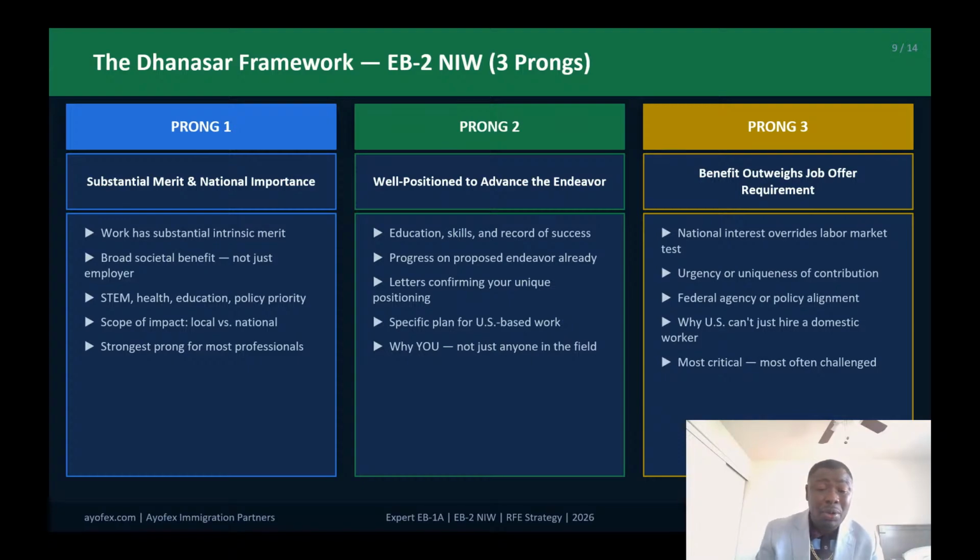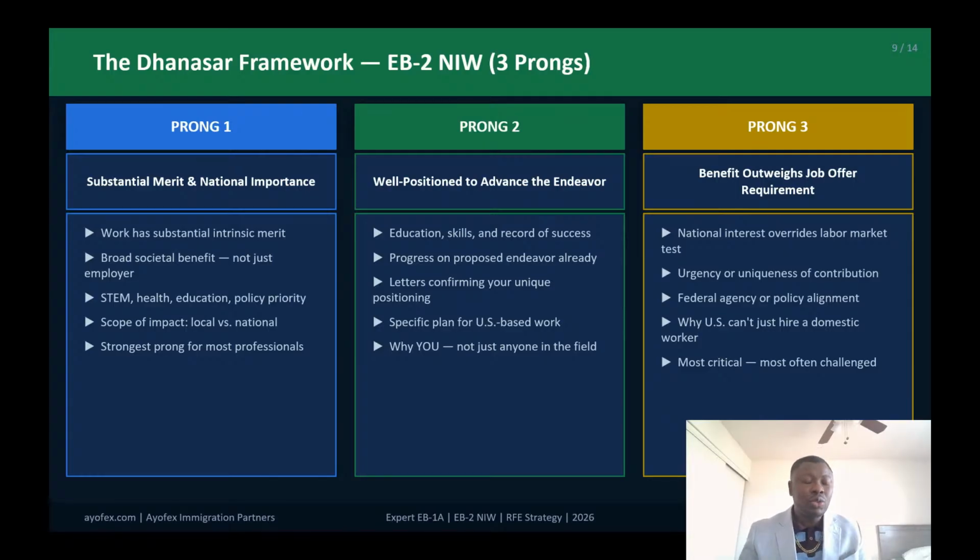Before you even come up with the proposed endeavor, there are 2 pathways to EB-2 NIW. The first pathway is advanced degree, and the second pathway is exceptional ability. Let me focus here on the advanced degree pathway. You need to have an advanced degree to be eligible, a master's or a PhD, or a bachelor's degree plus 5 years of experience in a particular field. If that is you, then you are qualified to apply for EB-2.